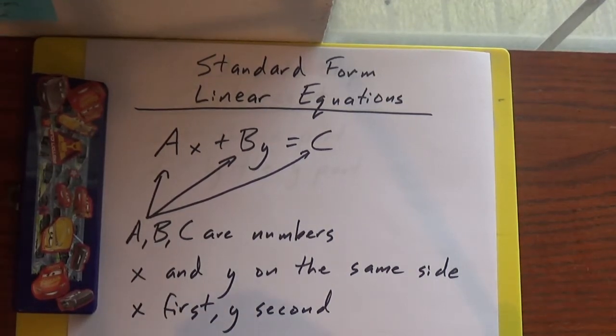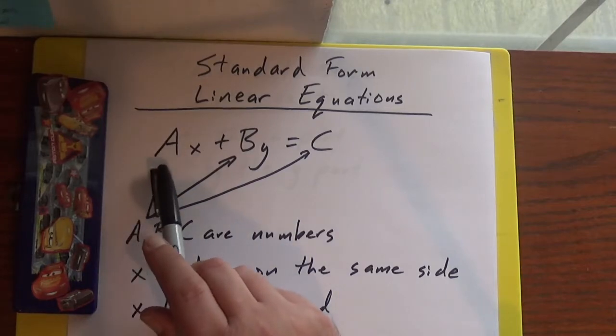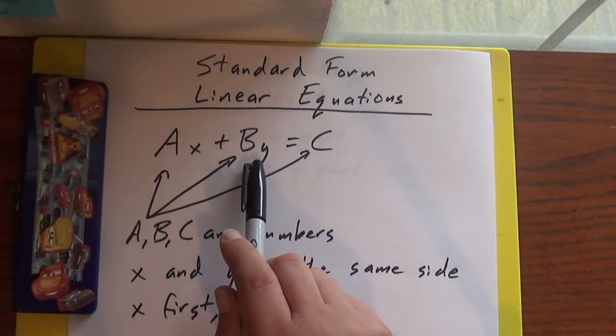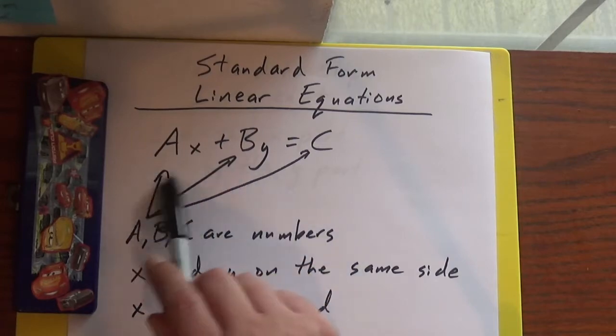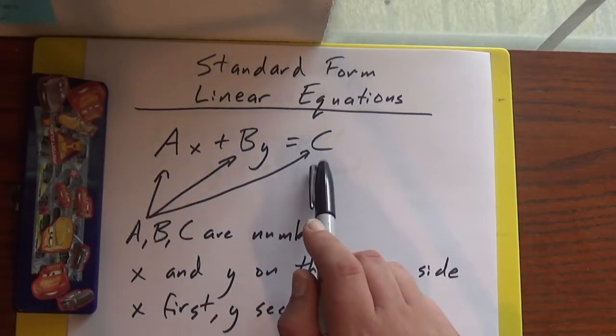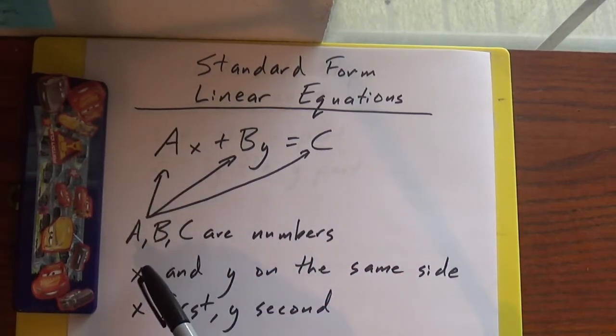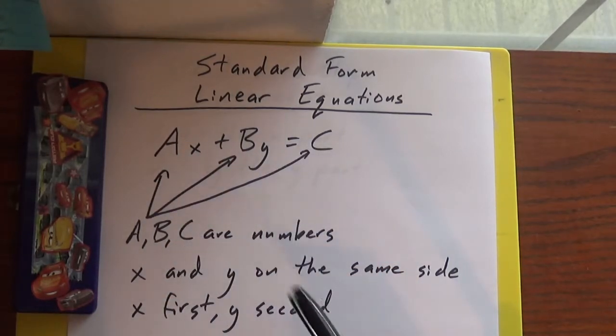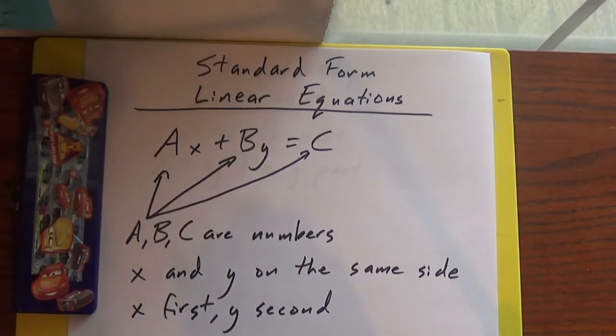So the standard form of linear equations, we're going to have some number in x, some number in y, and they're on this side, and then we'll have another number on the other side. Math books are going to have a, b, and c. Those letters just mean any number. X and y are on the same side. X goes first, y goes second.